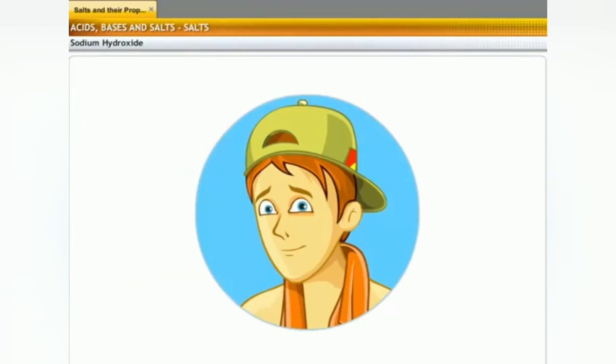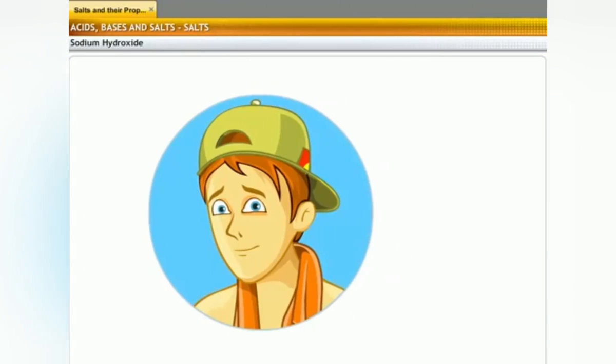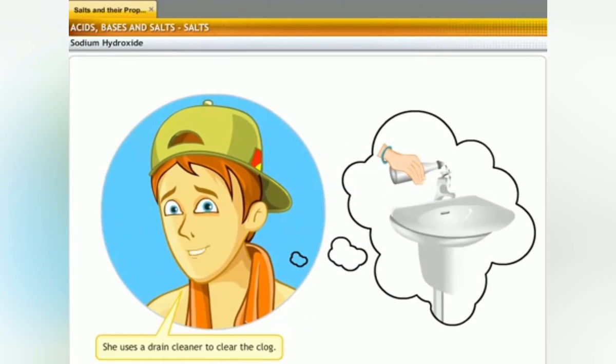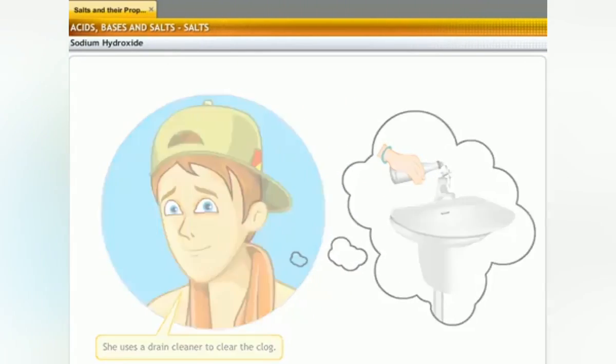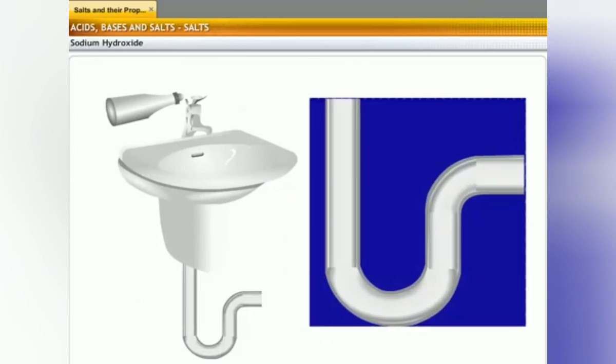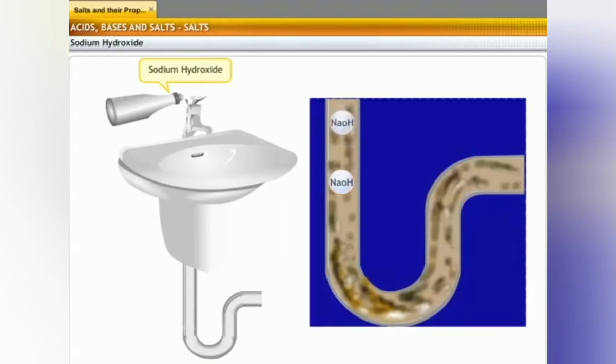What does your mother do when the kitchen drain is blocked? She uses a drain cleaner to clean the clog. Did you know? The drain cleaner contains sodium hydroxide, which cleans the clog formed in the drain.